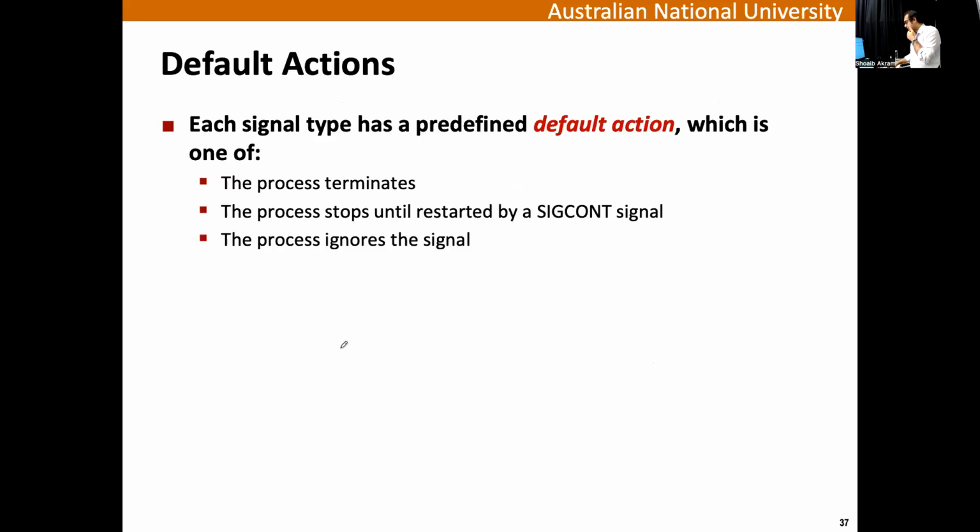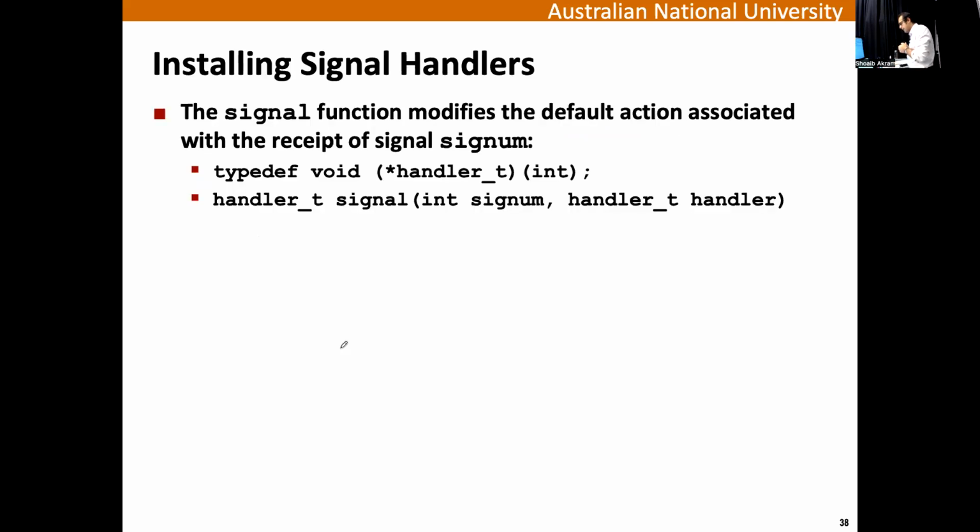Okay, each type of signal has a default action, but you can override that default action by installing a signal handler, which you are doing in the labs. So the type definition of signal handler is a function pointer. It takes an integer and it's void. It doesn't return anything. And then we use this type to install a signal handler.